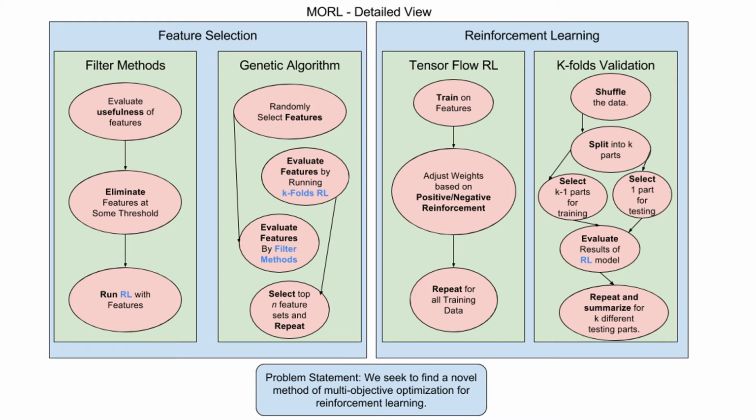In reinforcement learning, we'll use TensorFlow reinforcement learning, where we will train a reinforcement learning network on these features, adjust the weights based on positive and negative reinforcement, and repeat this for all the training data. In k-folds validation, we'll shuffle the data and split it into k parts, one of which will be for testing, and k-1 parts will be for training. We will evaluate the results of the reinforcement learning model, and we will repeat and summarize this for the k different testing parts, thus reiterating our desire to find a novel method of multi-objective optimization for reinforcement learning.